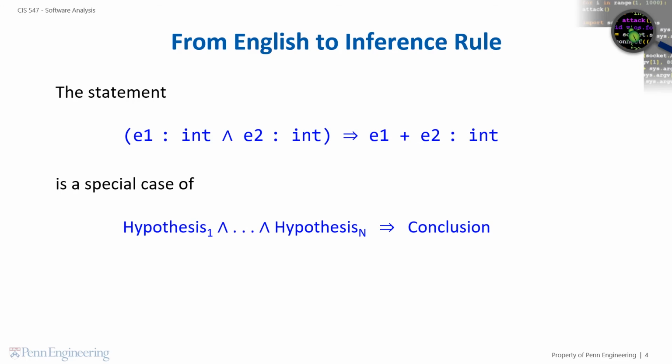Observe that in this formulation of the statement, we have two separate hypotheses which have been conjoined to form a compound hypothesis. Each separate hypothesis must be true in order to guarantee that the conclusion is true. In general, inference rules have the form: hypothesis 1 and hypothesis 2 and so forth up to hypothesis n implies conclusion. An inference rule may have an arbitrary but finite number of hypotheses that must be fulfilled to guarantee the conclusion.